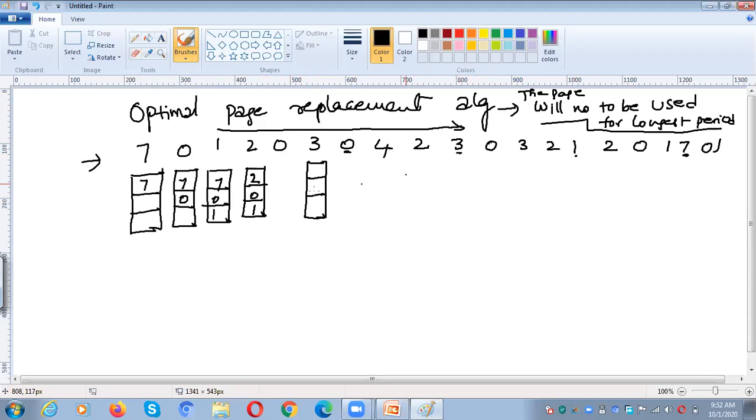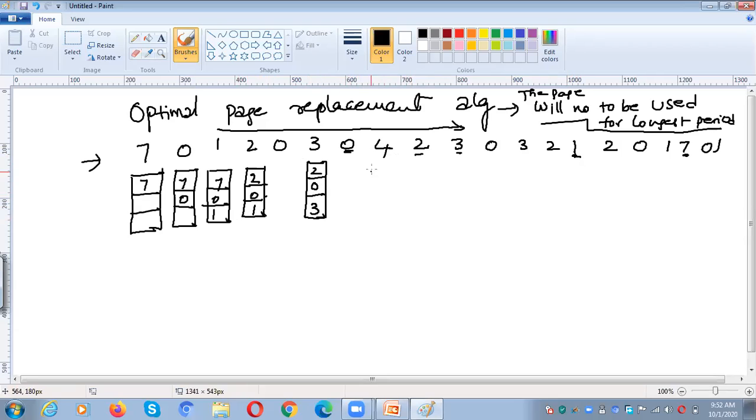3 we require here. In the main memory you have 2, 0, 1. So 0 and 2 I require immediately, but 1 we require after so much of time. Okay, so that is the reason why I need to replace it with the 3. Why? Because 0 as well as 2, I need those pages immediately. That is the reason why I will choose 1.